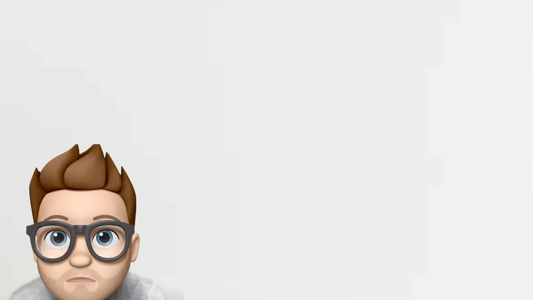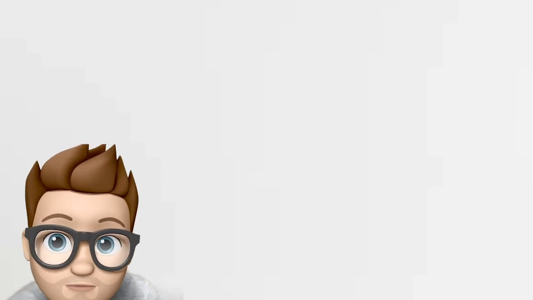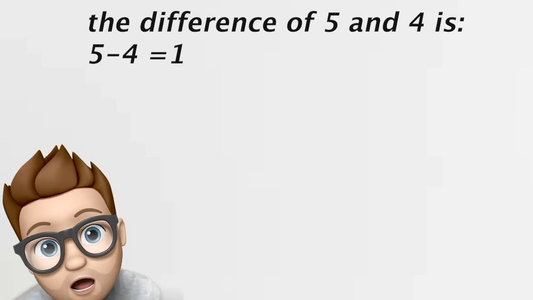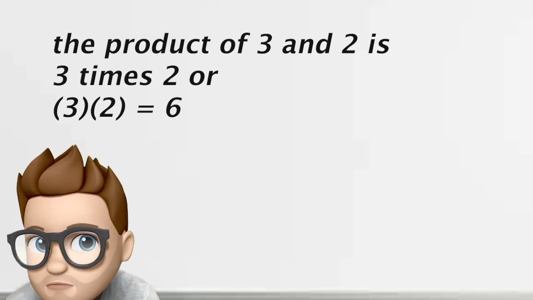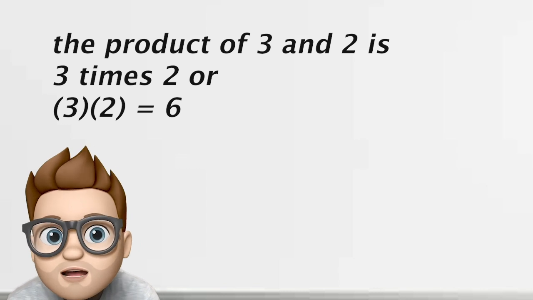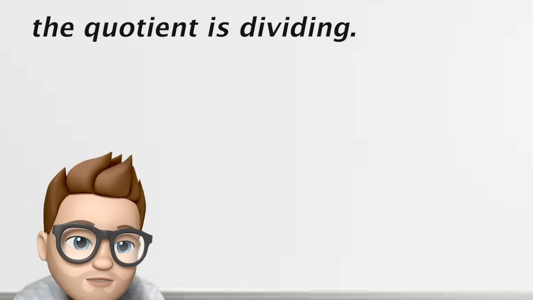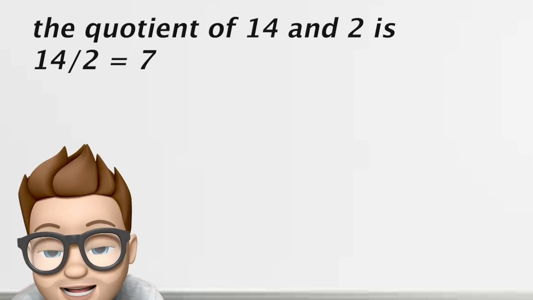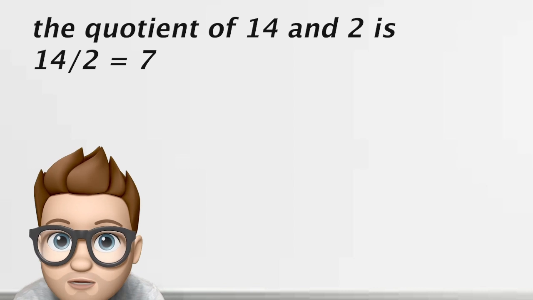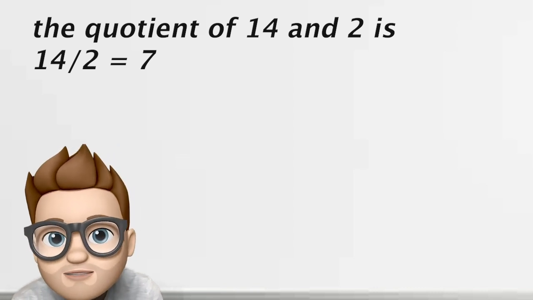So if I have the sum of 5 and 4, I have 9. If I have the difference of 5 and 4, I have 1. The product of 3 and 2 is just multiplying 3 times 2, which is 6. And the quotient is if we divide it. So if I was to say the quotient of 14 and 2, the quotient would be 14 divided by 2, which would be 7.